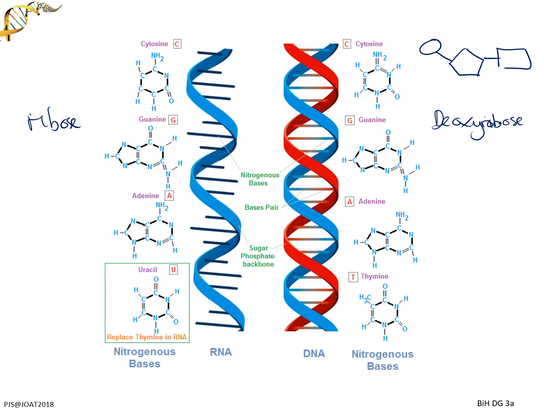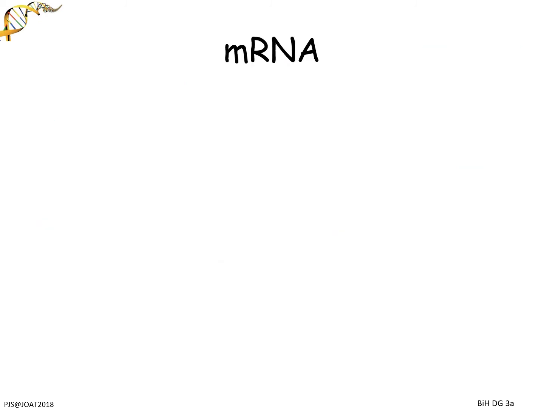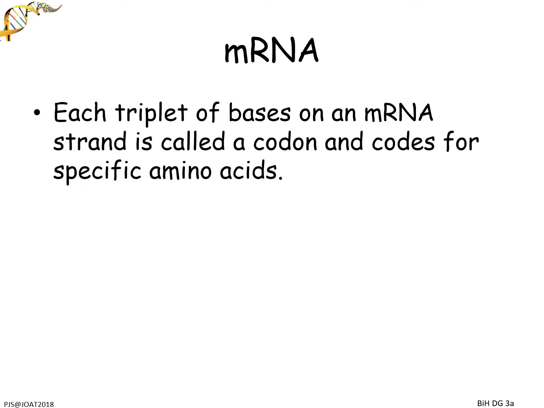Okay, and then your bases, ATGC here and AUGC for your RNA. Okay, so I'll run through the three types. mRNA. So each triplet of bases on an mRNA strand is called a codon, and each codon will code for a specific amino acid. We're going to look at it more precisely a bit later on.